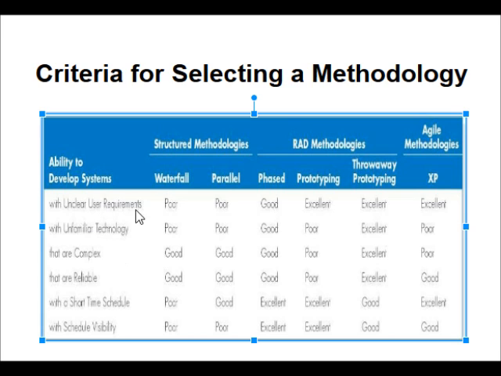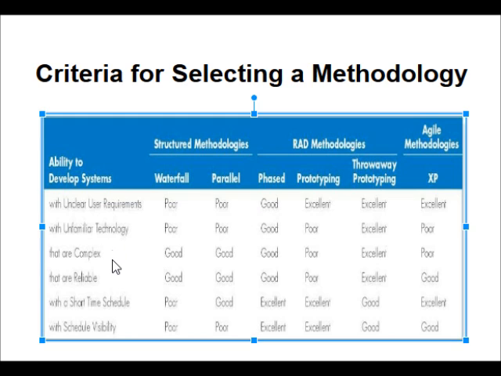With unclear requirements, waterfall will be poor, parallel will be poor, phased will be good, prototyping will be excellent, throwaway prototyping will be excellent, and agile methodology will be excellent. With unfamiliar technology, again waterfall and parallel are poor, prototyping is poor, and agile is obviously poor because we are not familiar with the technology. Only throwaway prototyping is excellent, and phased can be good.